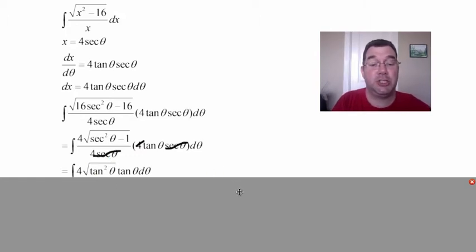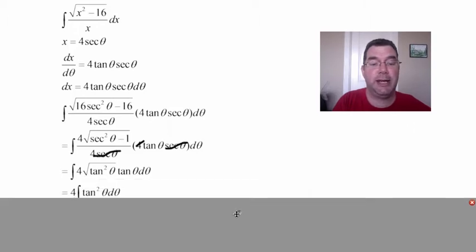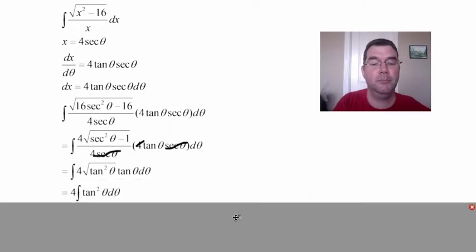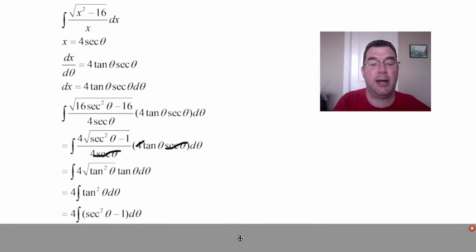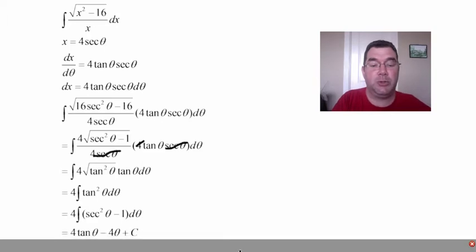Well, the square root of tangent squared is just tangent, and if I multiply that by another tangent, I get tangent squared. And I don't happen to know what the antiderivative of tangent squared is, so I have to use that same identity that I used before and say that this is 4 times the antiderivative of secant squared minus 1. I do that because I know the antiderivative of secant squared, and I do know the antiderivative of 1. So the antiderivative of secant squared is just tangent, and the antiderivative of 1 is just theta, and both of those get multiplied by 4, and I do not forget to add my c onto the end.